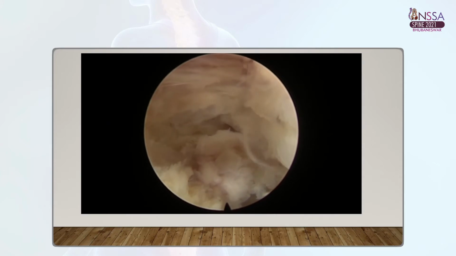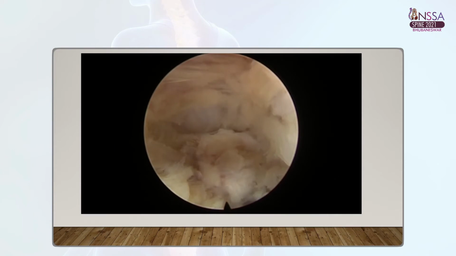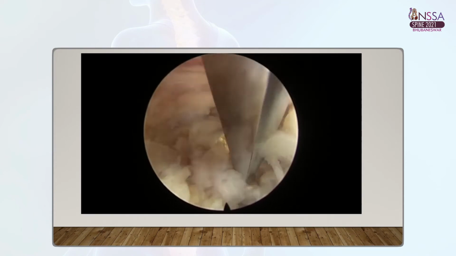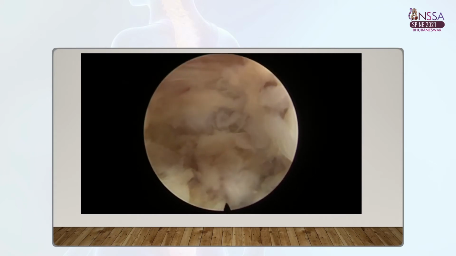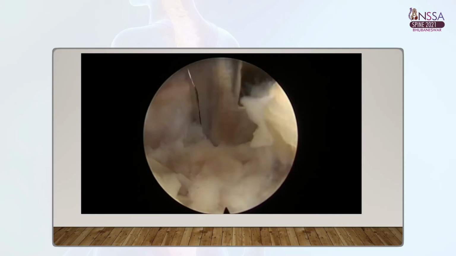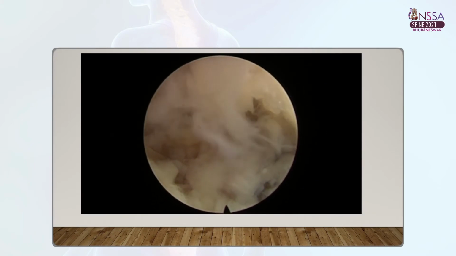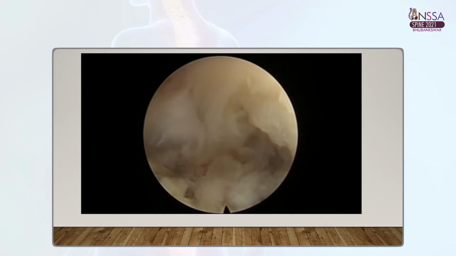And now you can see a nice rent in the annulus and the PLL. So the third fragment is out. Still we are not able to see the thecal sac or the root. So I use a hook, which is an articulating hook, to try to hook out any loose fragments. And I can see a fragment there. So it's one more big fragment. I'm just trying to extract the fragment.